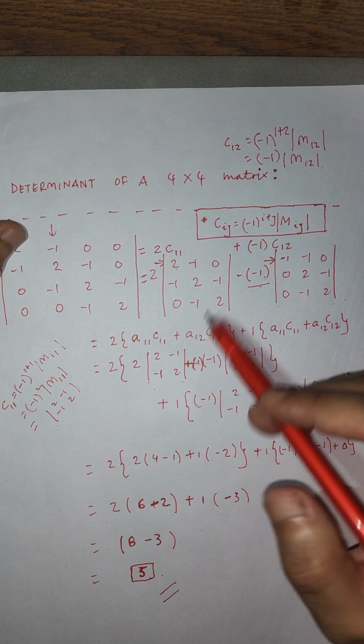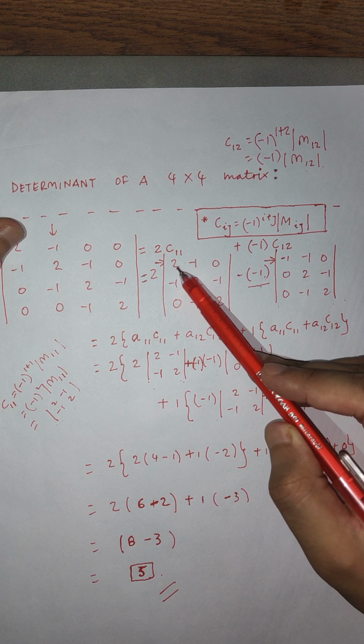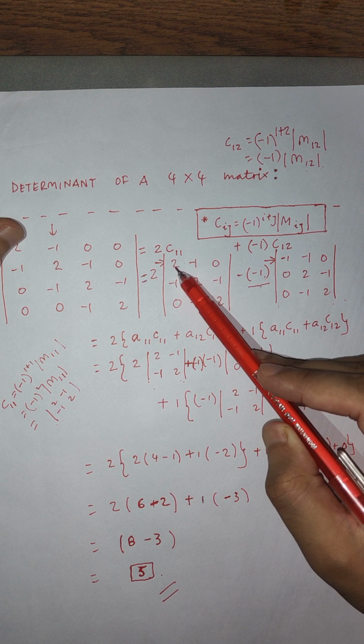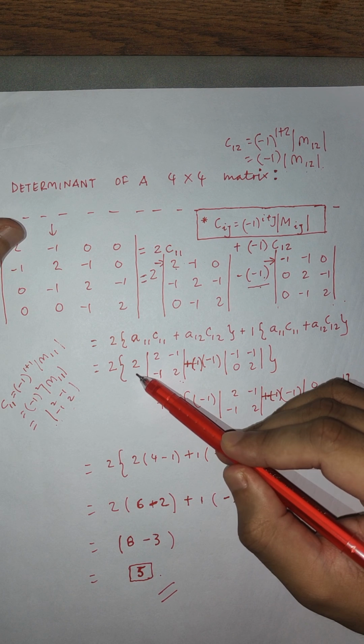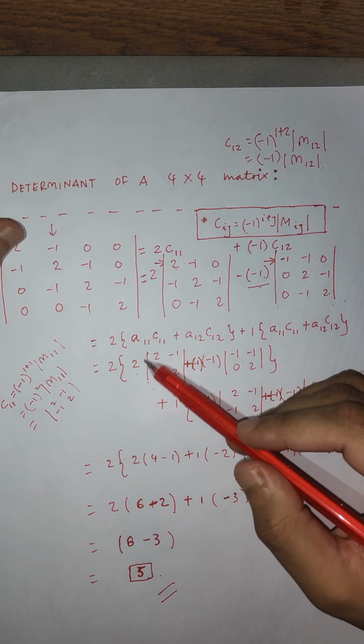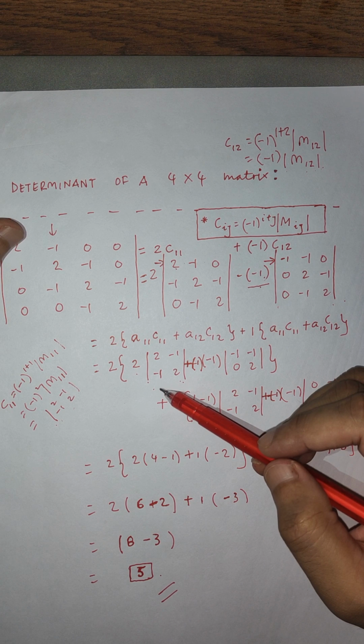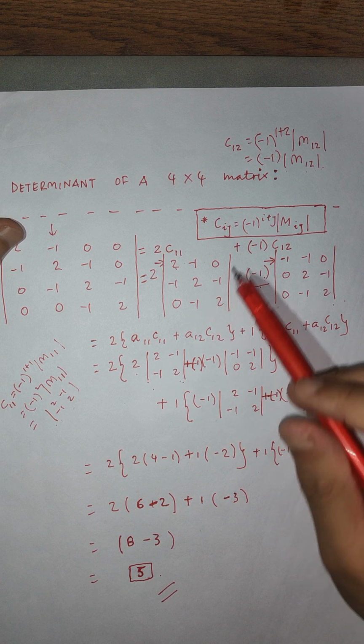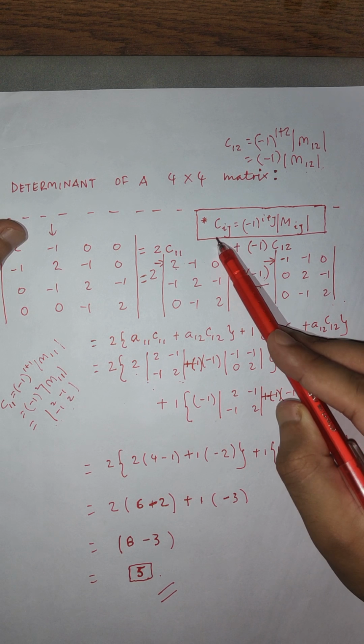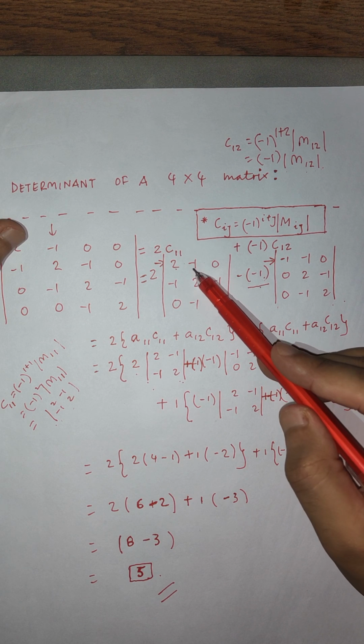And then we're done with the cofactor of 2. So we had 2, and then we multiplied 2 by its cofactor. The way we find the cofactor is by using this formula. Next we move on to -1.